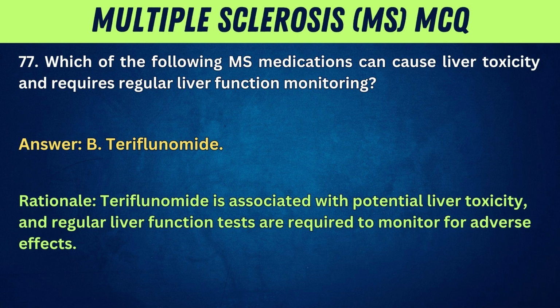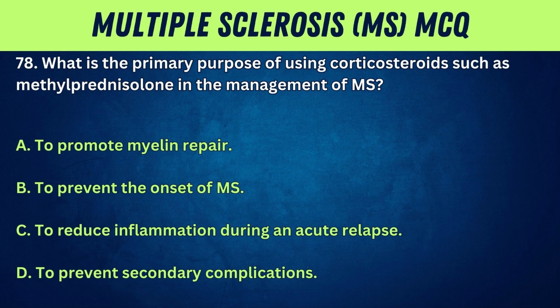Rationale: teriflunomide is associated with potential liver toxicity and regular liver function tests are required to monitor for adverse effects. 78. What is the primary purpose of using corticosteroids such as methylprednisolone in the management of MS?